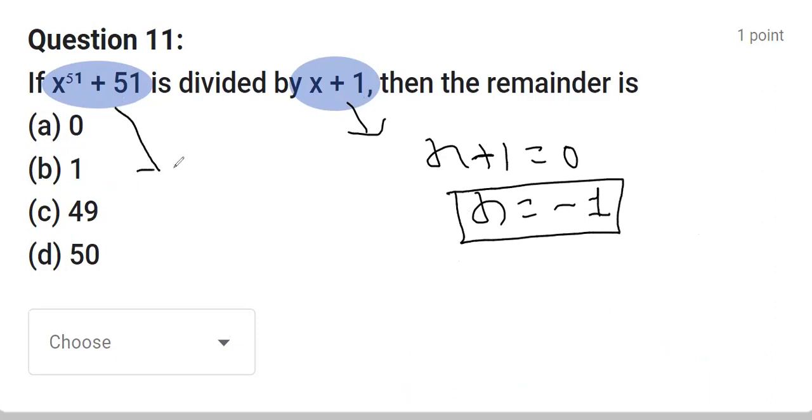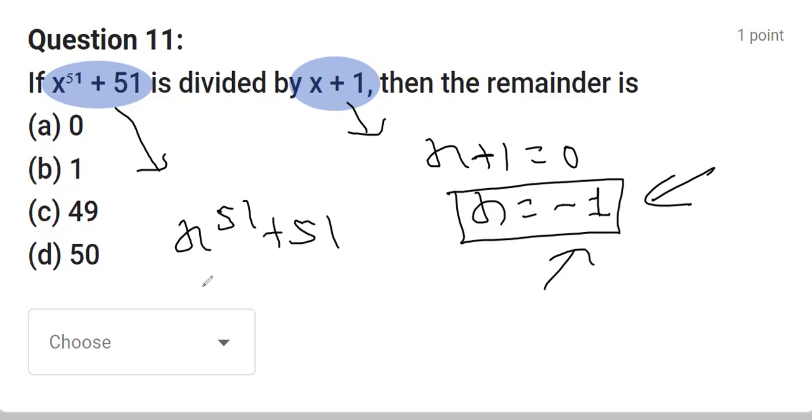And in order to get the remainder, we are going to plug in the zero of the divisor into the dividend. So this is the dividend here, replacing x with minus 1. So it's minus 1 raised to the power 51 plus 51.